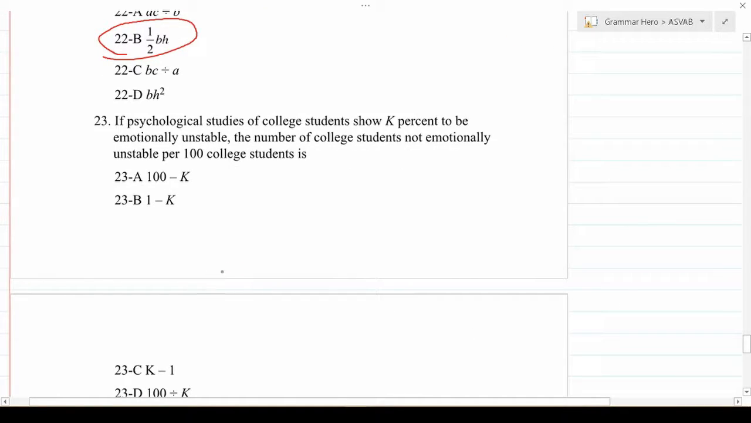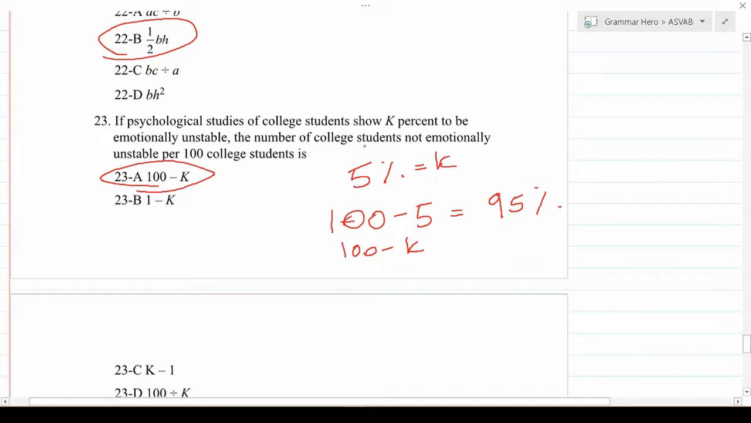23, psychological studies of college students show k% to be emotionally unstable. The number of college students not emotionally unstable per 100 college students is. So if a study found 5% are unstable, that means 100 minus 5 would get us the percent that are stable, which is 95%. So in this case, we know this is k, so it's going to be 100 minus k. Not a very difficult problem there.